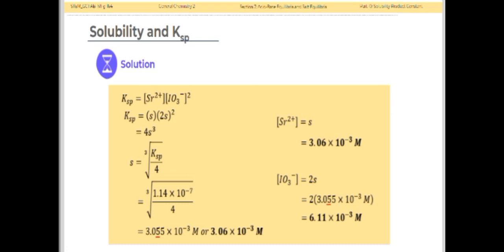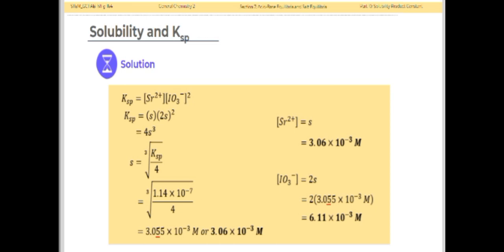Express the Ksp value in terms of the molar concentration of the ions. Ksp equals S times the quantity 2S squared, or 4S cubed. Solving for S, we get S equal to the cube root of the quantity Ksp divided by 4. Substituting the value of Ksp in this equation gives us S equals 3.055 times 10 raised to negative 3 molar.